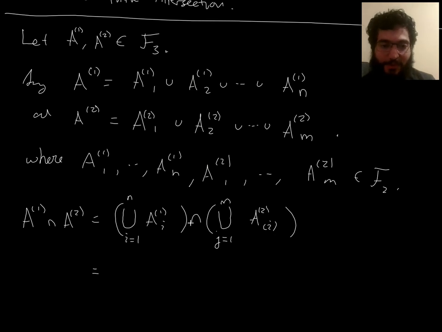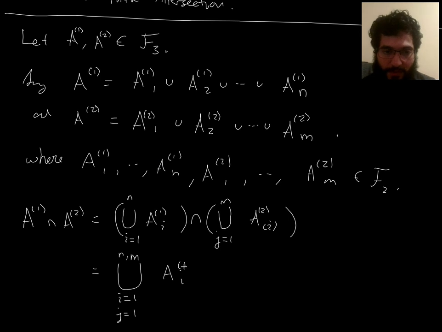So if you think of this as though it's multiplication and these as though they're sums, then how would you multiply two sums? You would get a double sum, right? It's the same algebraic rule. So from i equals 1, j equals 1 to n, m. So this is a union of n times m different things. Each one of these things is a product, or intersection, of... this is a mistake, this is a typo. Just like that.